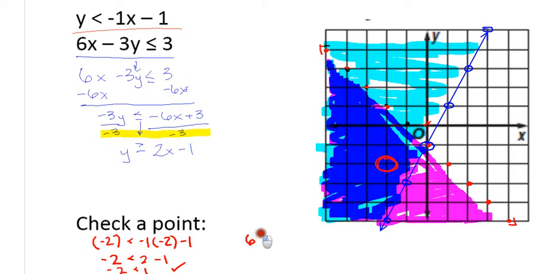And for 6 times -2 minus 3 times -2, that should be less than or equal to 3. So this is going to be -12 plus 6. Is that less than 3? This is going to be -6, which is less than or equal to 3, and that's true as well. So the takeaway here is that the region that we double shade, that we shade twice, is the region that is considered the solution of the system of inequalities. And we can check that by picking a point in that double shaded region and confirming that it makes both of the inequalities true.